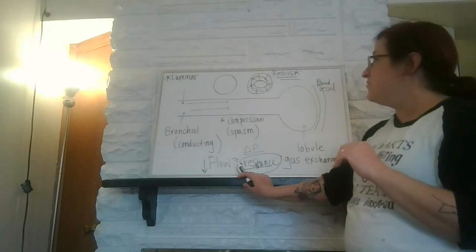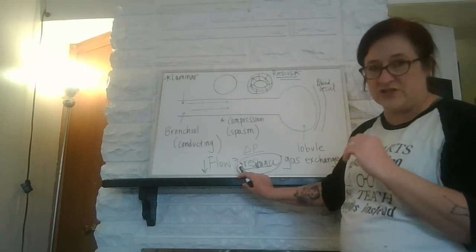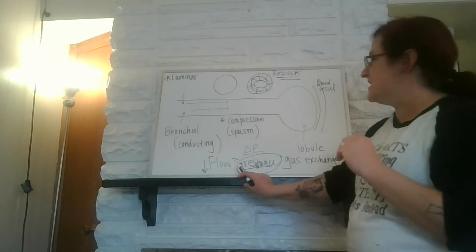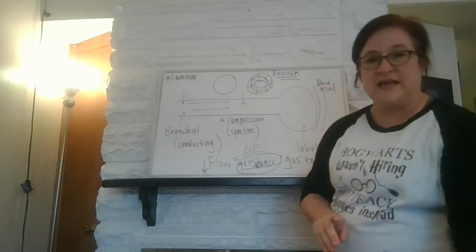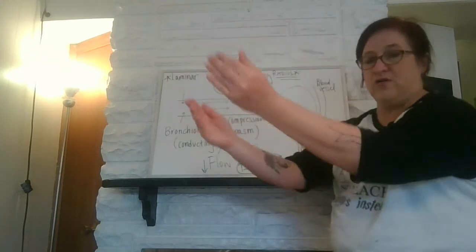So if we're changing the pressure to too high of an extent, it's possible to compress this airway. So say we're trying to force air out.